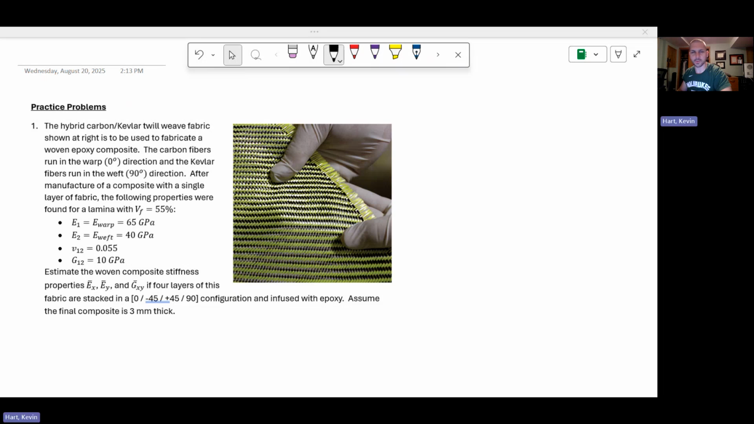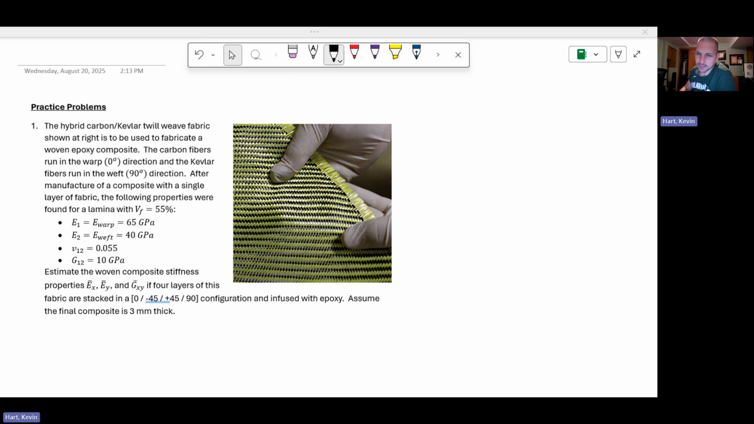All right. Problem number 1. We have a hybrid carbon Kevlar fabric. I kind of like the picture here so you can sort of see what this fabric looks like. This is a woven fabric. The warp direction is carbon fibers and the weft direction is Kevlar fibers. Carbon fibers run in the 0-degree direction. Kevlar fibers run in the 90-degree direction.